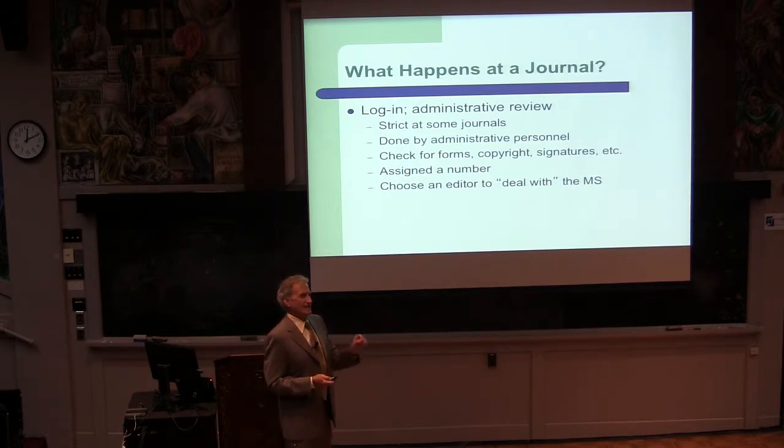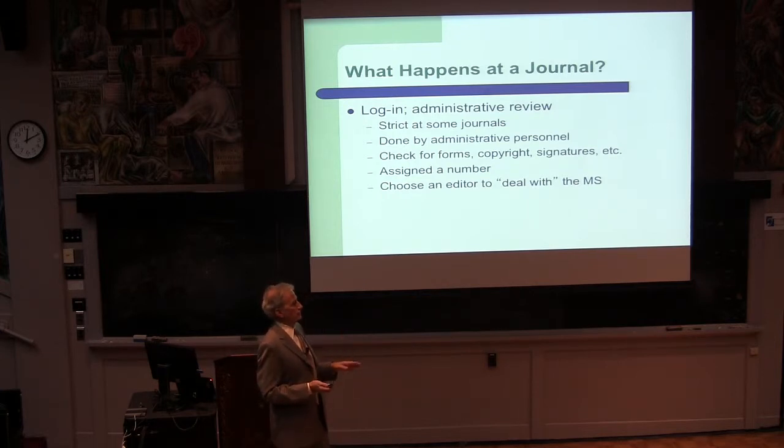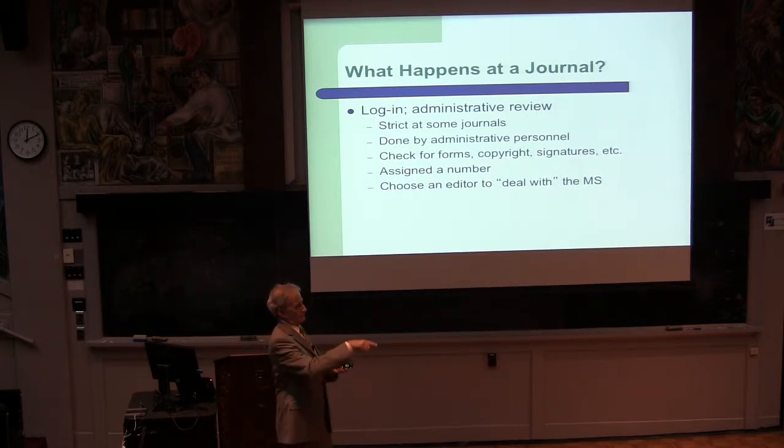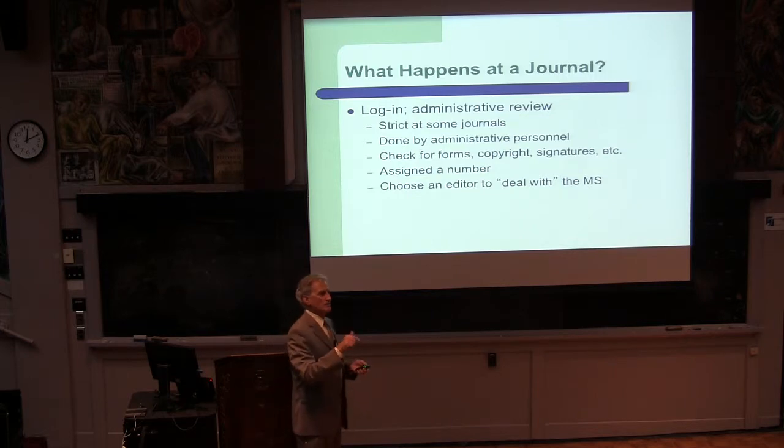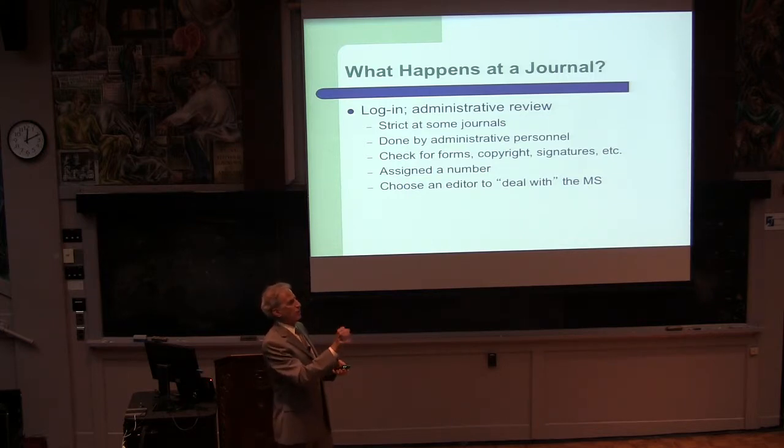And then here's the key thing that happens. It gets assigned to an editor. Different journals do this differently. Sometimes they're just assigned: if there are 7 editors, it's 1, 2, 3, 4, 5, 6, 7, and count it again. Sometimes there are editors, and this is true for most journals, who sort of specialize in one area or more that the journal covers.